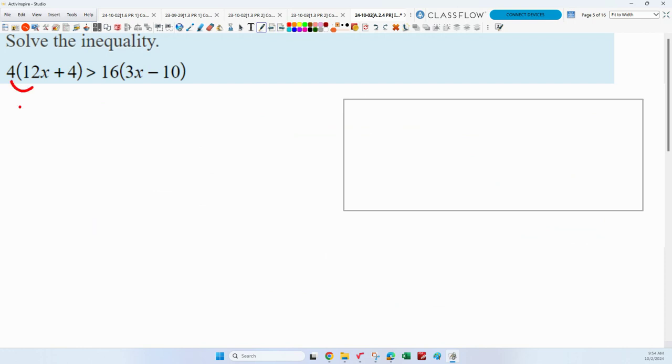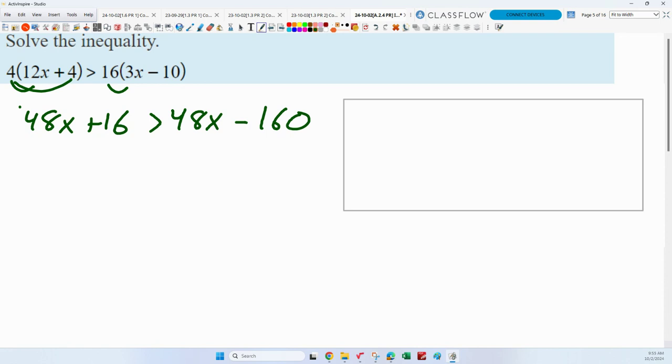So if I distribute the 4, I'd get 48x plus 16 is greater than, whoops. If I distribute the 16 over here, I get 48x minus 160. Okay, something weird's going to happen. What's my next step?